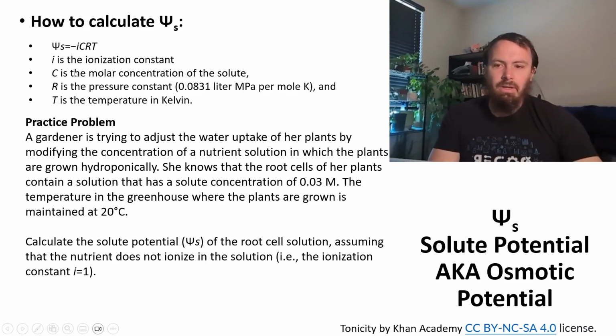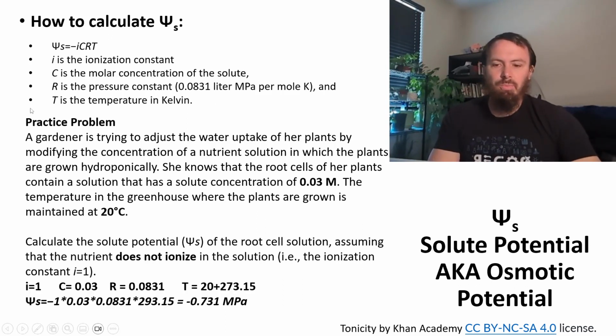So we know the molarity, we know C, we know the temperature is 20 degrees C, so 293.15 degrees Kelvin. Now, the ionization constant here, we're going to assume is 1 because they don't tell us what the actual solutes are. And then we know the pressure constant. So to get to the solute potential, I is 1, C, the molarity is 0.03, R is the constant, 0.0831, T is 20 plus 273.15, so 293.15.